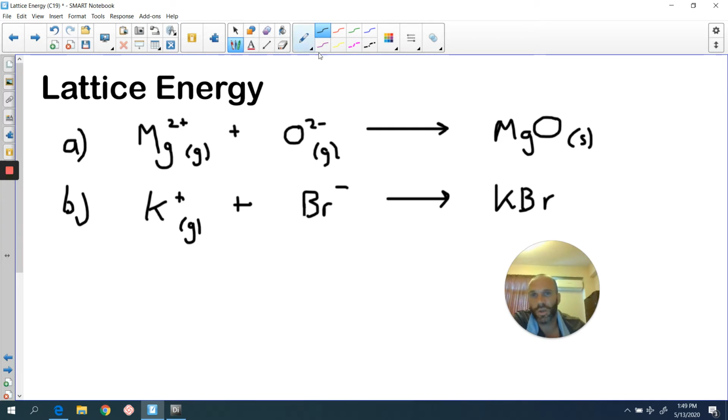Right, so I'll just quickly change the color of my pen here. By definition, it has to be from the scattered gaseous ions. So I missed the gas symbol there, and also I've missed the state symbol here. Okay, everything else was fine. Switch back to the black pen.